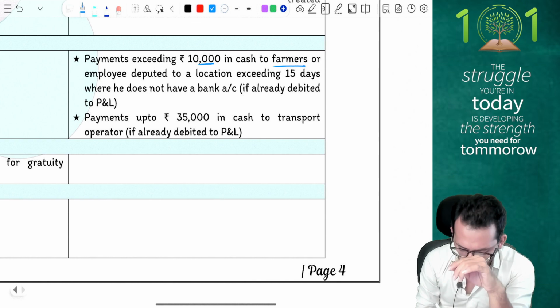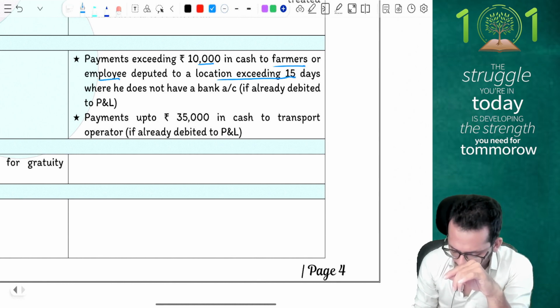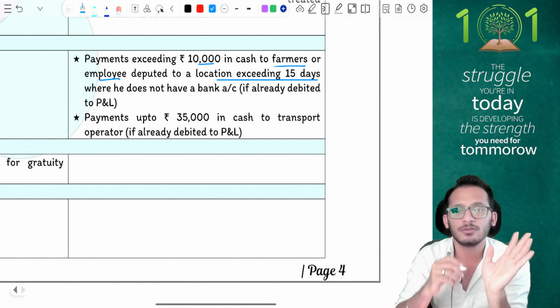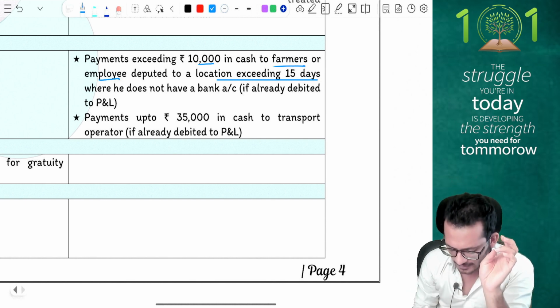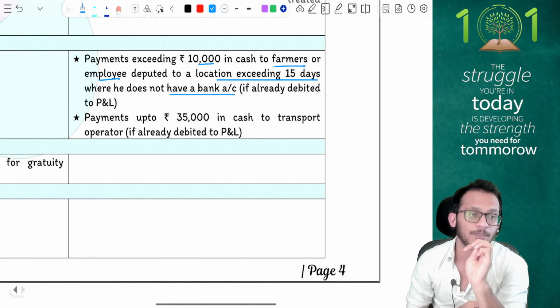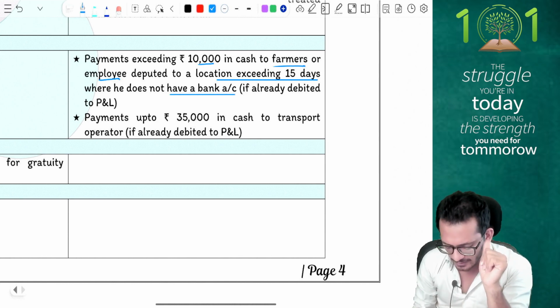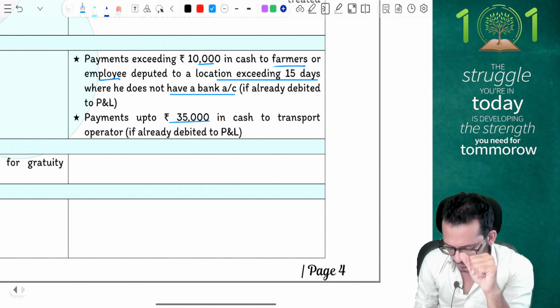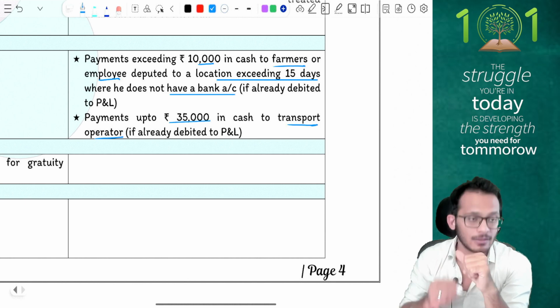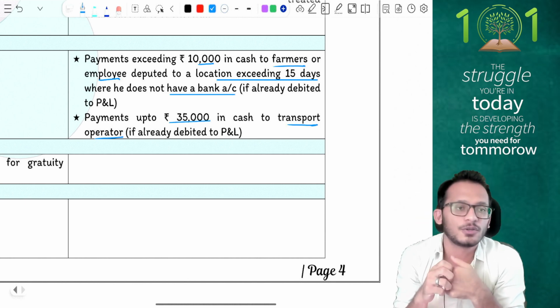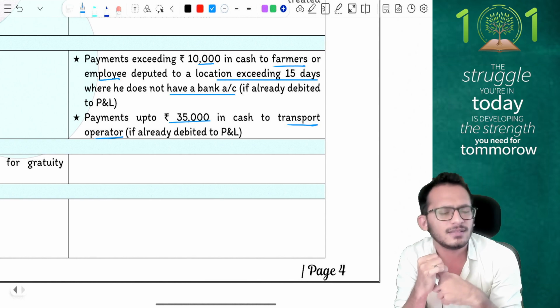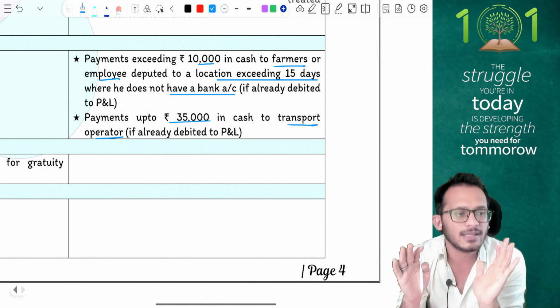If it is made payment to an employee who is deputed to a location exceeding 15 days, then in that case also I will not make a disallowance if the person does not have a bank account in that location. And finally I will ignore it off if the payment is made up to 35,000 in cash to a transport operator. Up to 35,000 in cash to a transport operator is also not treated as a disallowance. That will also get ignored off. Anything else will get disallowed.